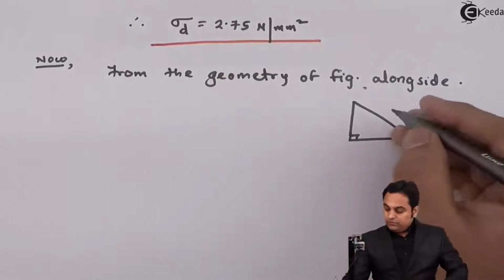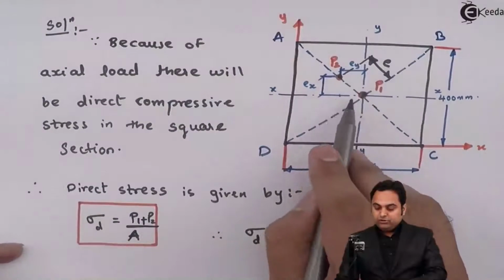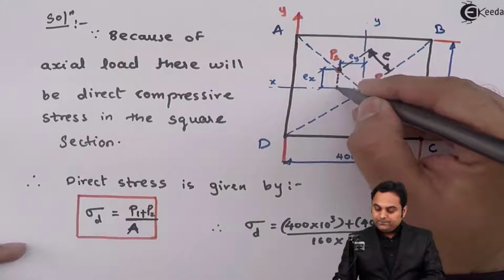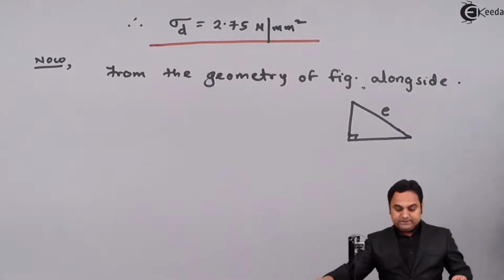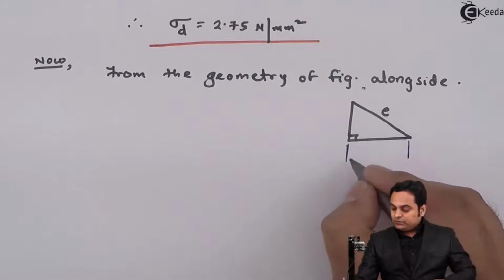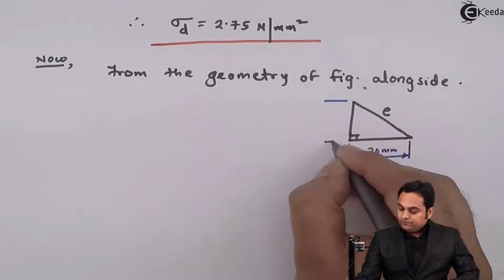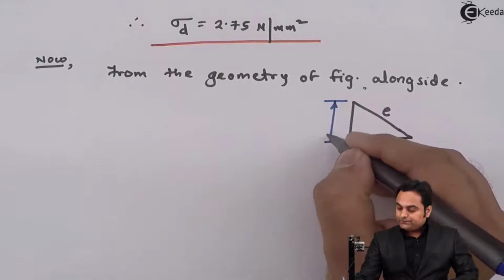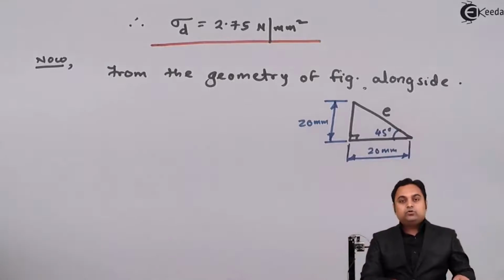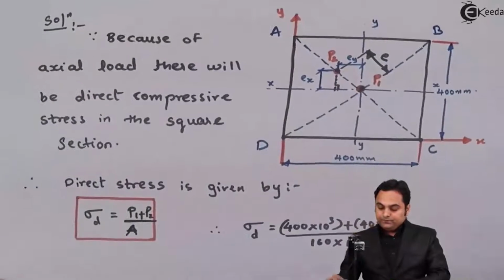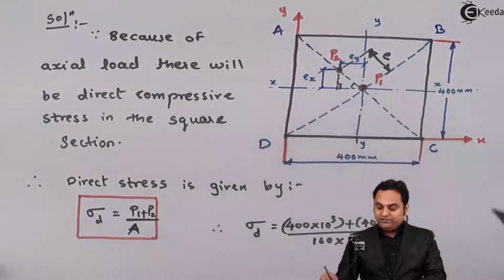This is 90. Now here is the eccentricity E. Ey value is the horizontal value. Here I am drawing this triangle, this small triangle I have magnified here. So here the value is 20 mm, and even the value here is 20, and this angle is 45 degree, exactly through the half, because it is on the diagonal. So this angle would be 45 degree, half of 90.